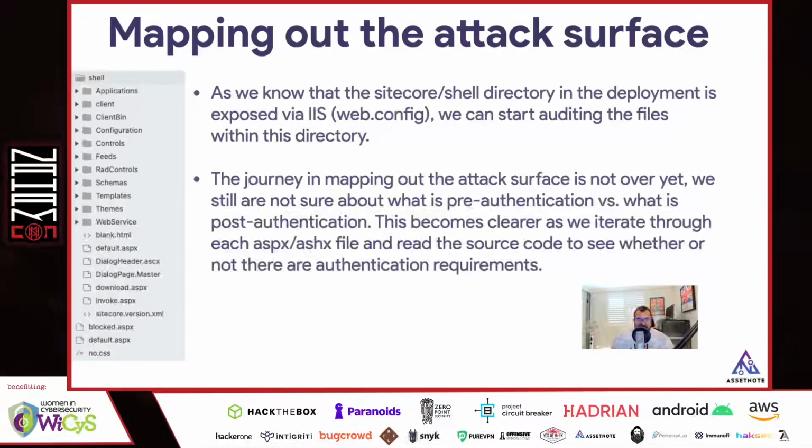What we can see here on the left is just the basic outline of the shell folder and what was included inside that folder. We can see that there are quite a few different ASPX files and folders. But really, the journey in mapping out the attack surface is not over yet. We still don't know what's pre-authentication and what's post-authentication. This becomes a little bit clearer as we iterate through some of these files and read the source code to see whether or not there are authentication requirements, but we still need to do that in this journey.